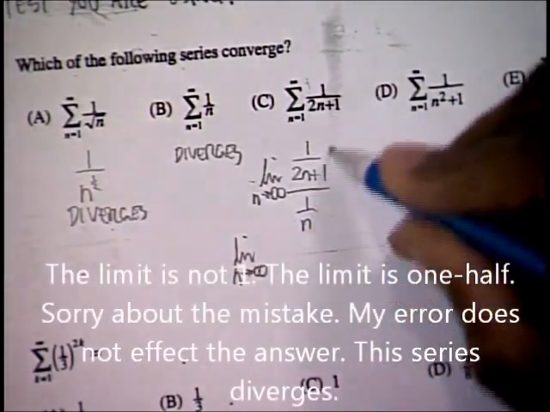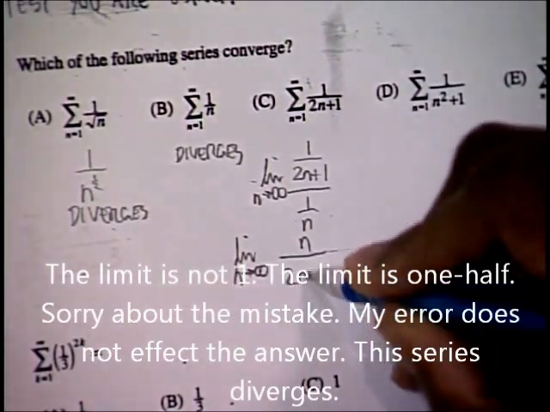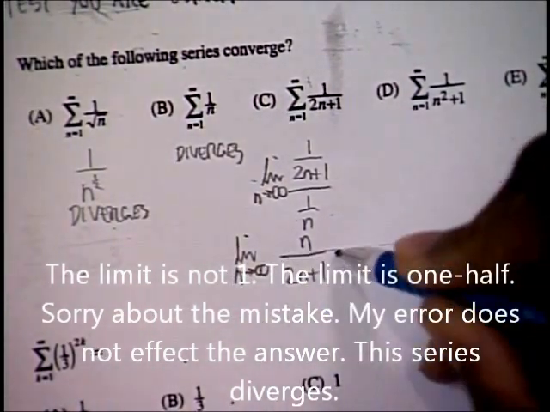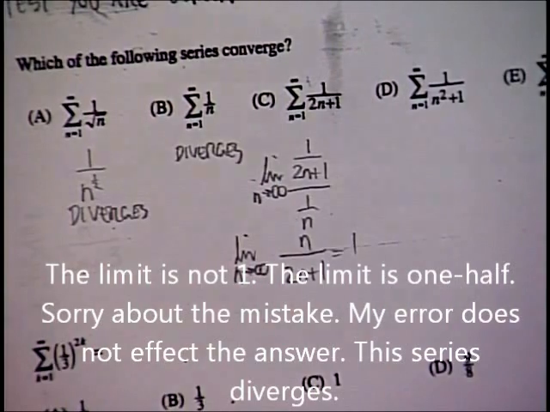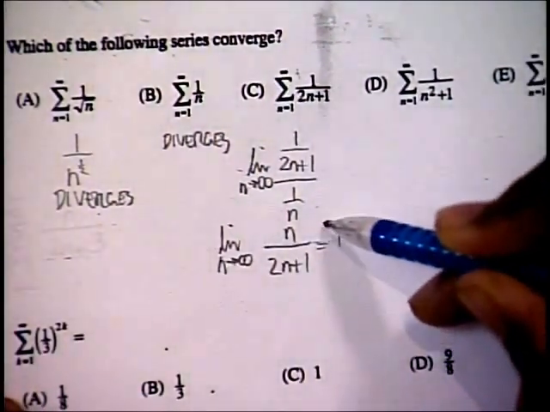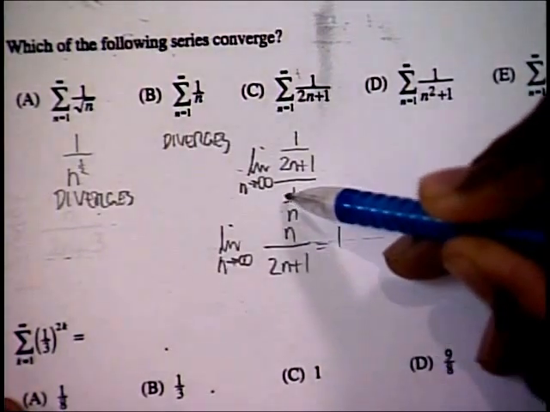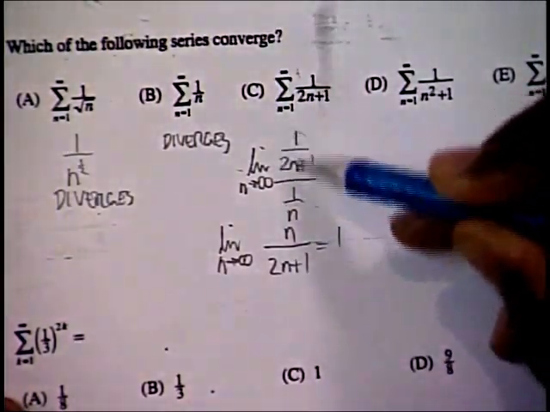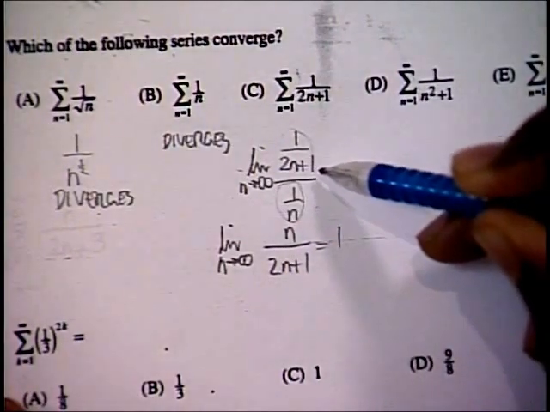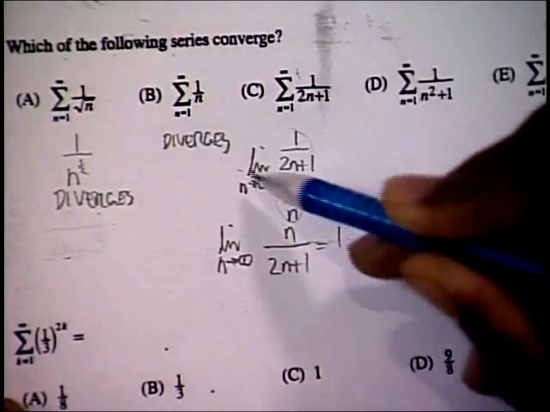That limit is 1. And this limit test says that if this limit is finite, then this series and this series either both diverge or both converge. Because this is a harmonic series, which we said earlier always diverges, this has to diverge. So your problem here, this diverges.